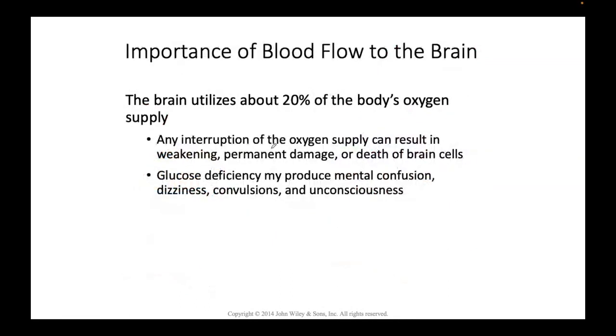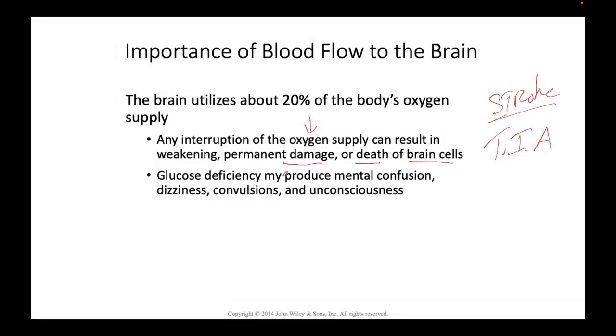The brain utilizes about 20% of the body's oxygen. And so any type of interruption of that blood flow will deprive the oxygen. And if there's decreased blood flow and decreased oxygen, there's going to be some brain damage and cell death to the brain cells. That's what we call a stroke. If it's a mini one, they call it a TIA, a transient ischemic attack.